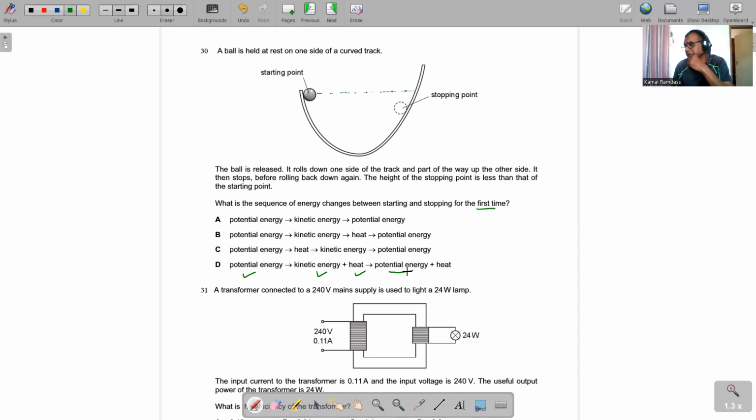Plus heat, arrive at potential energy plus heat. Chemical, OK, that's good. Because it's not capable of that, potential energy, it's not capable of that. Potential energy to kinetic energy to heat.